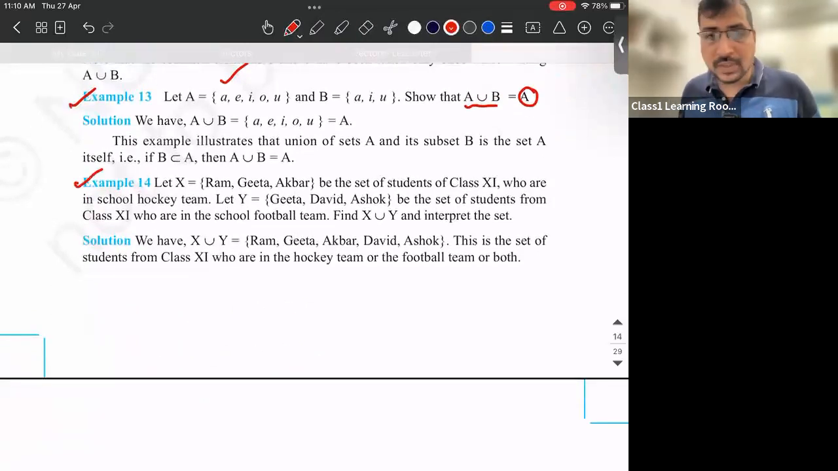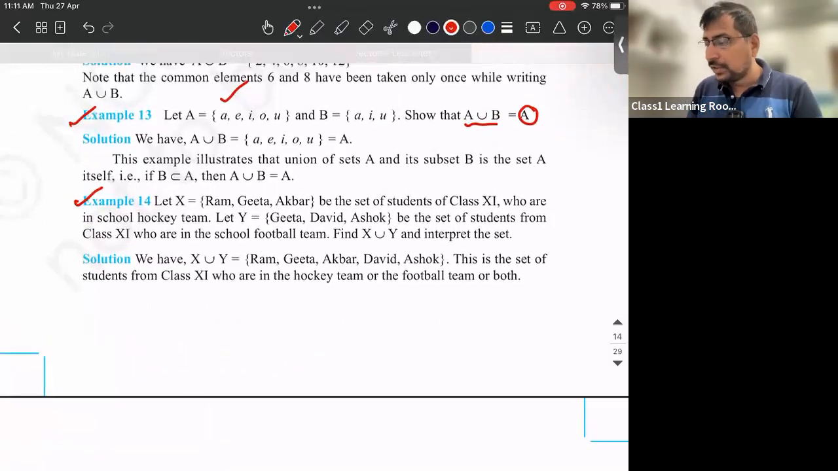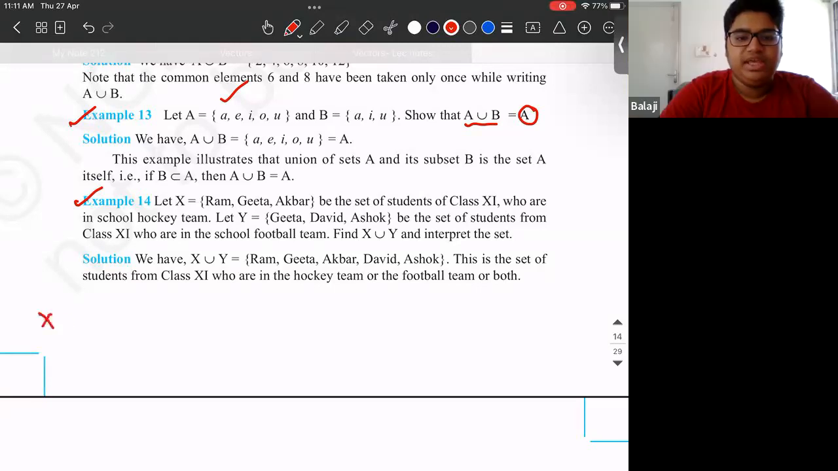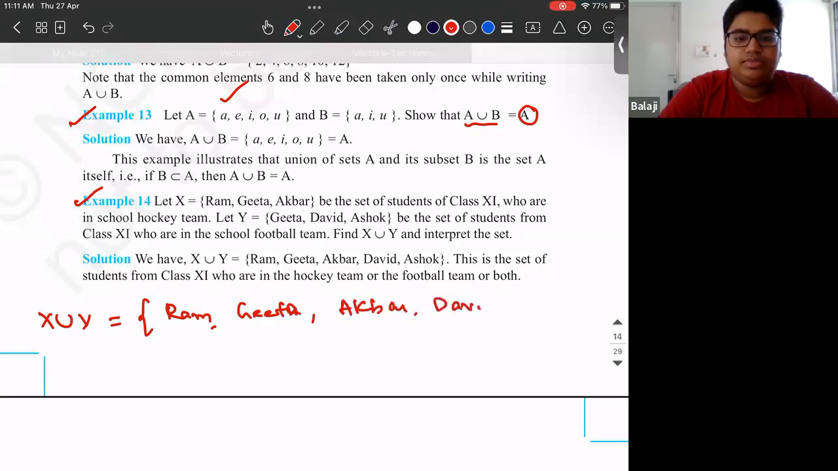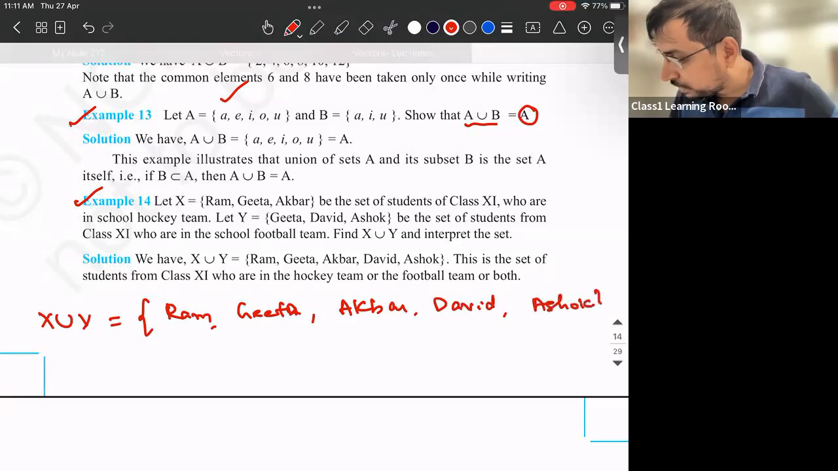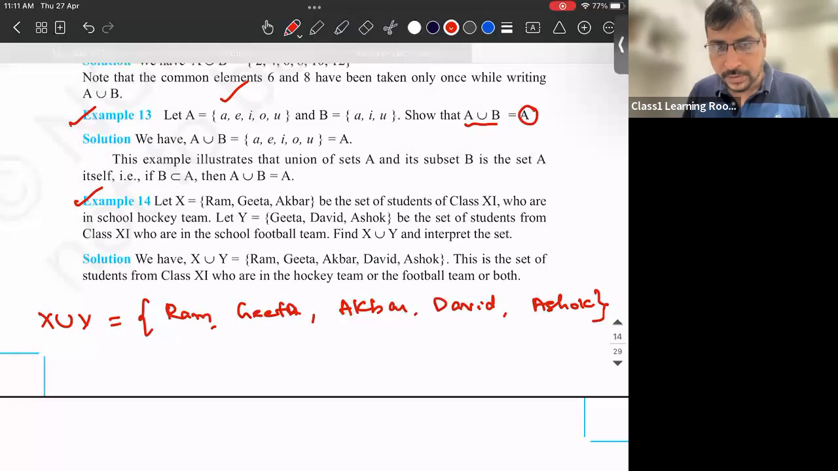Now, example 14. Balaji, you tell me. X is equal to Ram, Geeta, Akbar, the set of students of class 11 who are in the school hockey team. Y is equal to Geeta, David, and Ashok, the set of students from class 11 who are in the school football team. Now find X union Y and interpret this. X union Y is equal to Ram, Geeta, Akbar, David, Ashok. Who is present in both the sets? Geeta. So that's why you wrote it once, right?